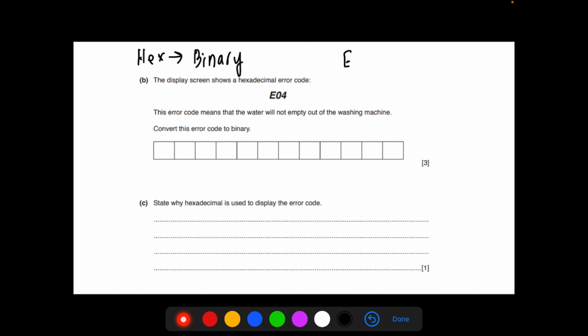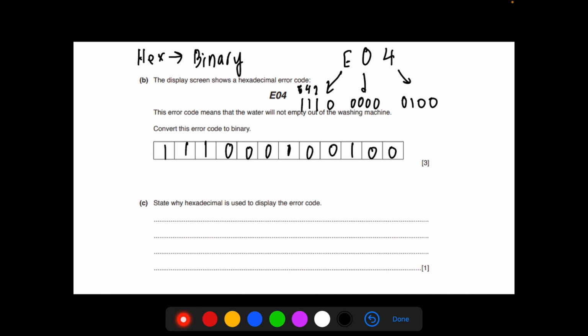So we're going to have E04. So 4 is just going to be 0, 1, 0, 0 in binary. 0 is just going to be 0, 0, 0, 0. And E is going to be 14, which means that's going to be something like 1, 1, which gives us 12, then 1, 0. So 8 plus 4 plus 2. Okay, that works. So that means that our error code is just going to be 1, 1, 1, 0 for E, 0, 0, 0, 0 for 0, and then 0, 1, 0, 0 for 4.